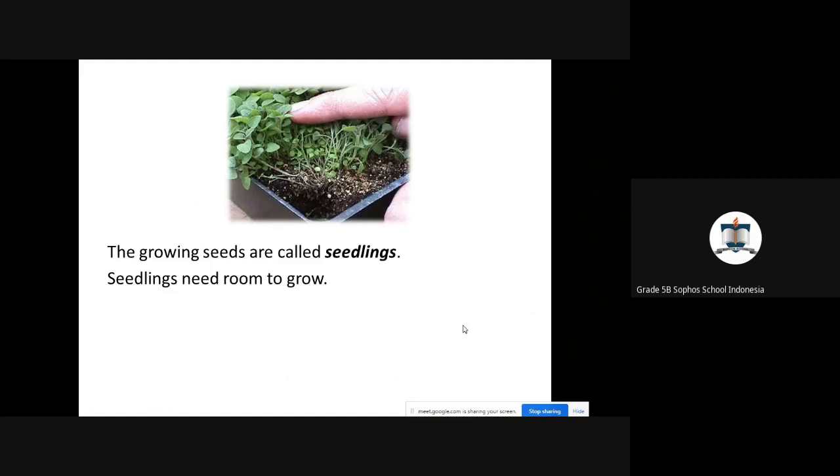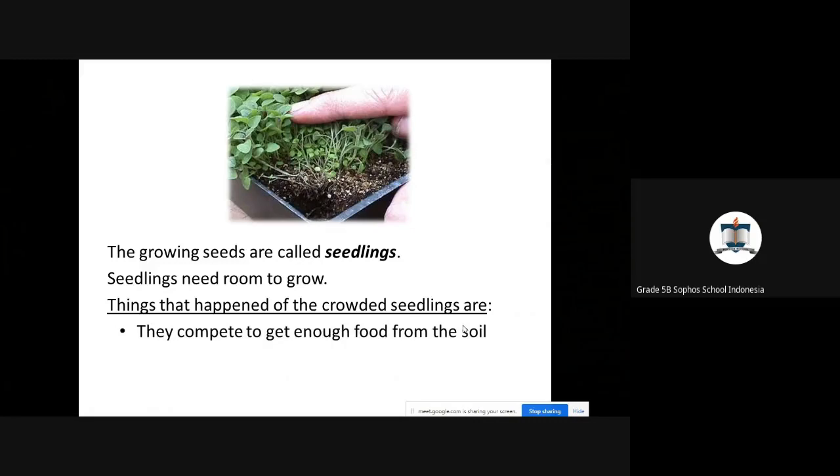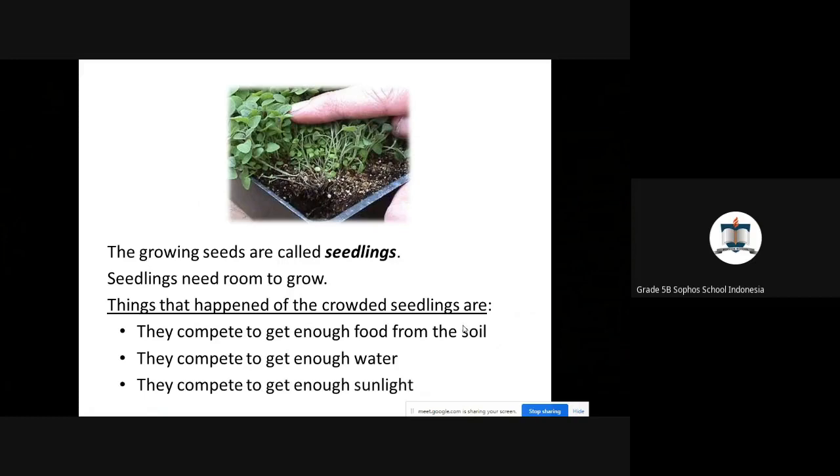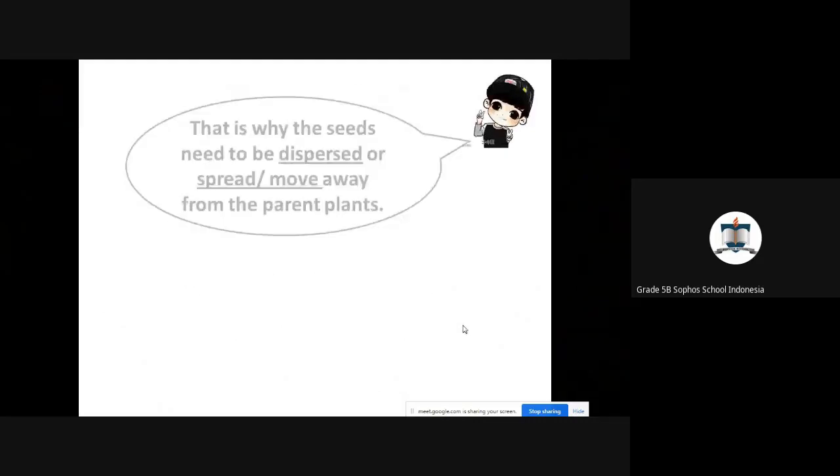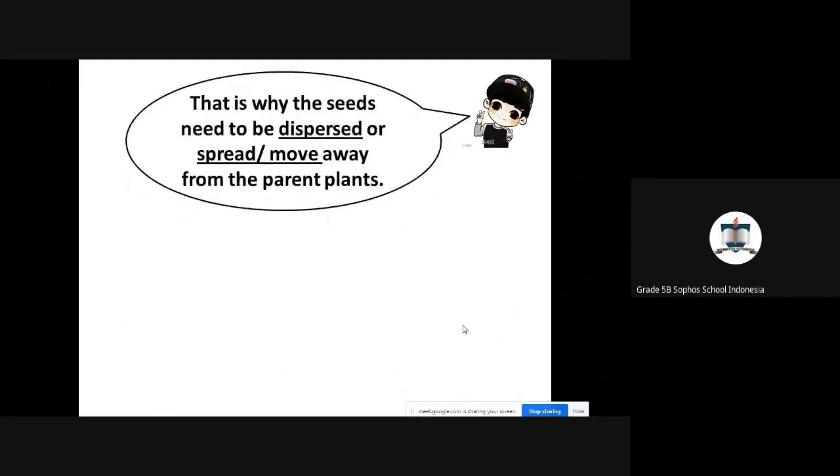So if there are a lot of seedlings in a small area at the same time, this is what will happen. They will compete to get enough food and water from the soil, and also compete to get enough sunlight. That's why the seeds need to be dispersed, moved away or spread from the parent plant.